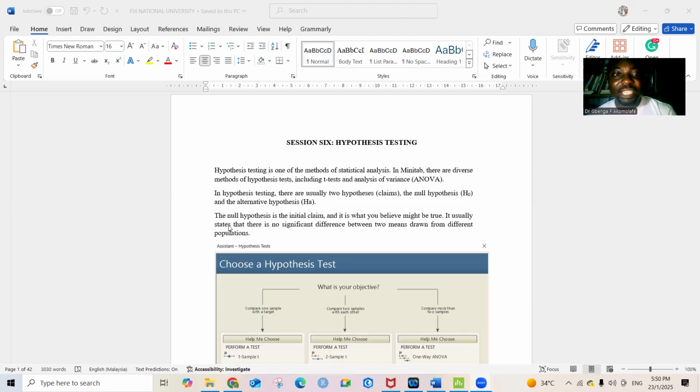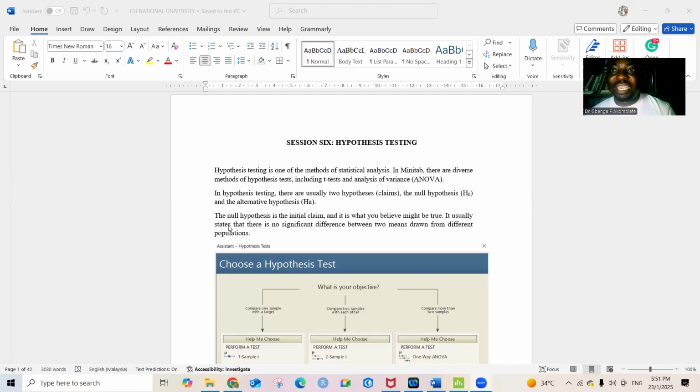And normally, it usually states that there is no significant difference between two means drawn from different populations. You remember in statistics, if you are comparing two different populations, what you are interested in there is the mean of the populations or the samples. So in statistics, we would usually say that the null hypothesis states there is no significant difference between the means of the two populations that you are comparing. That is what we call the null hypothesis.